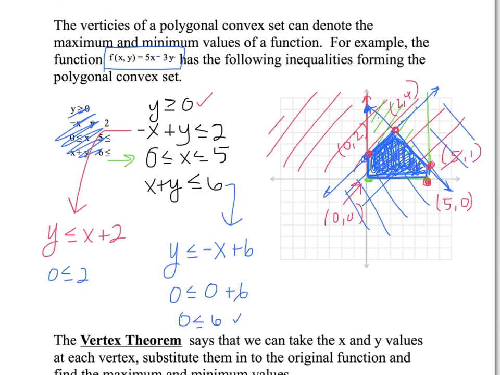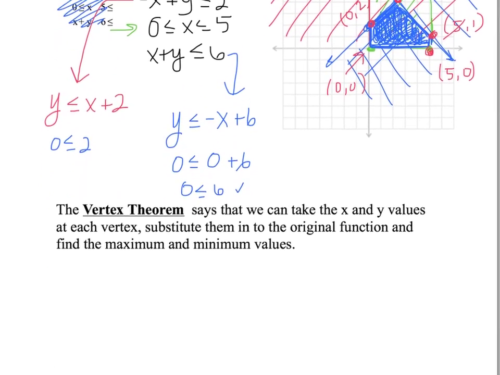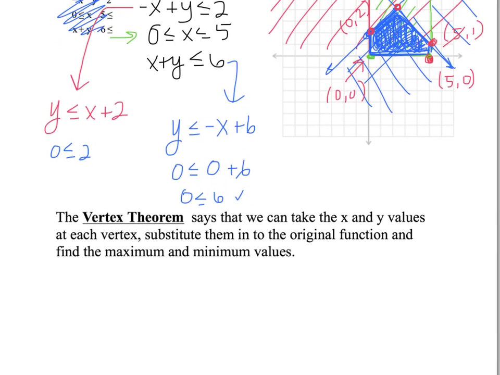So I'm going to take all 5 of these vertices and use them to find the maximum and minimum values of this function. We have something called the vertex theorem that says you can take the x and y values of each vertex, substitute them into the original function, and find the function's maximum and minimum values.